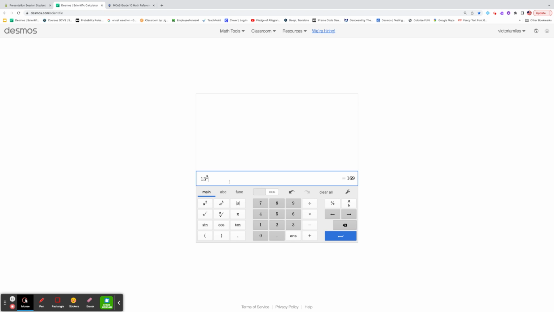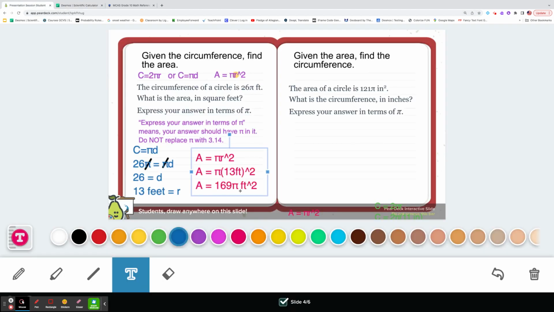I am not going to square pi. I'm not going to put pi into my calculator. I'm going to leave my answer as 169 pi. And remember, we're going to also square the units, which is why area should be in square feet.